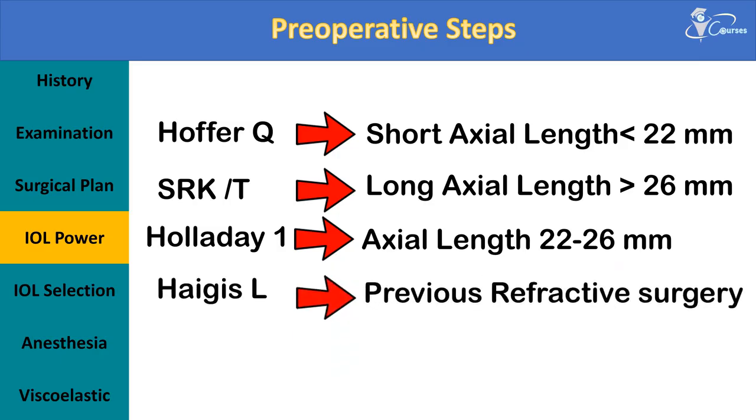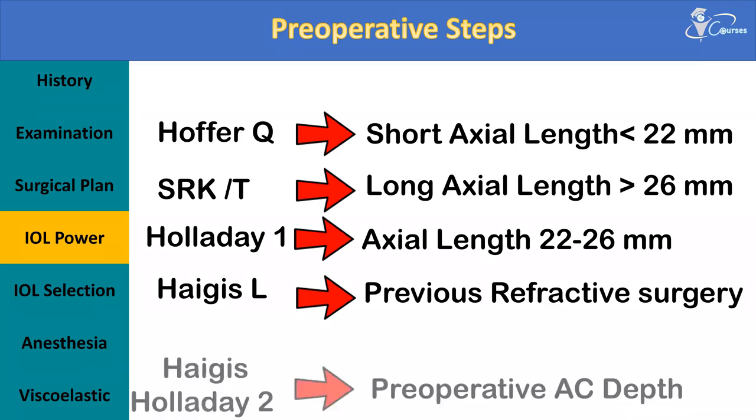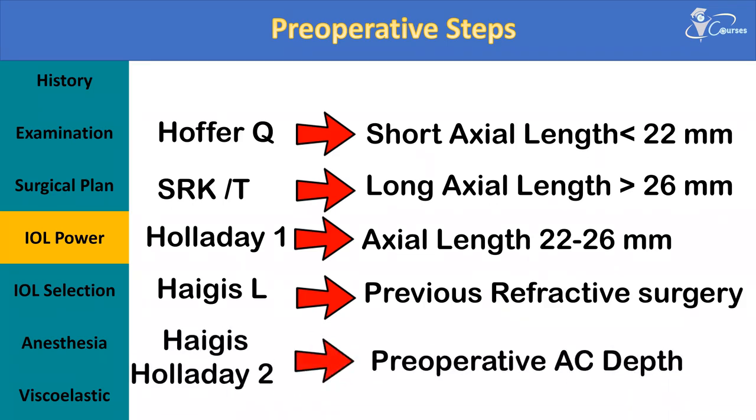Haigis-L is used for patients who underwent previous refractive surgery. Haigis and Holladay 2 take into consideration the preoperative anterior chamber depth. This was asked specifically in the exams before. So remember that for the Haigis and Holladay 2, one of the parameters incorporated into these formulas is the preoperative anterior chamber depth, and other factors. Okay.